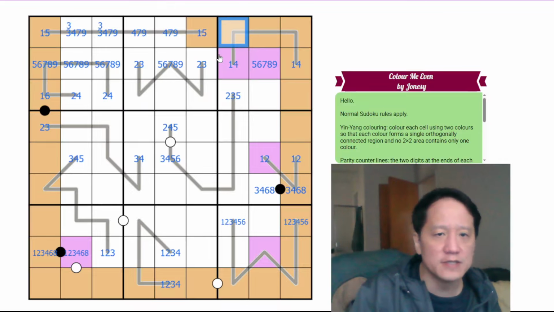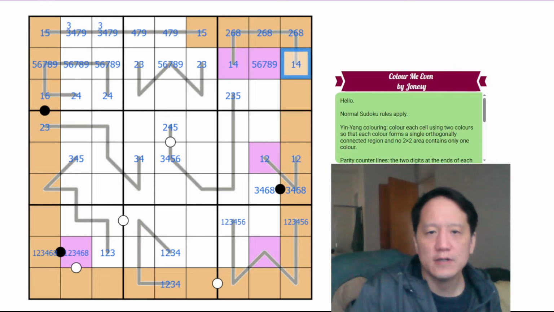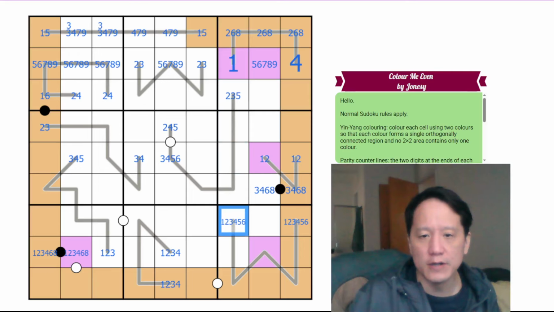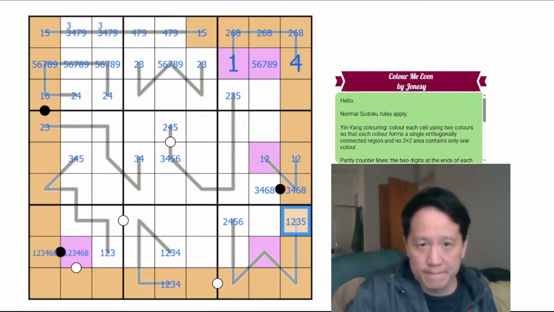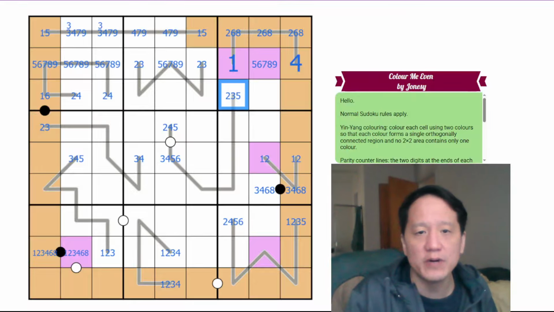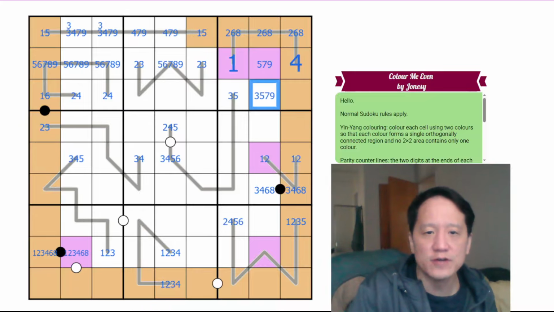That leaves this as 2, 6, and 8, which means this is the same parity as that. So this is 4, this is 1 here. So this cannot be 1, which means this can't be 6. This can't be 4, so that can't be 3. This 2, 6, 8 eliminates 2, 6, and 8 in the rest of the box, so this can't be 2, no 6 or 8. This is actually 3, 5, 7, 9, 3, 5, 7, 9.